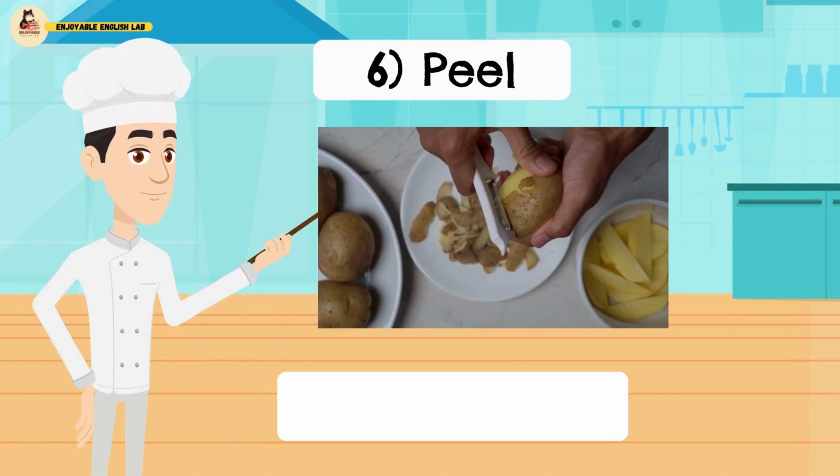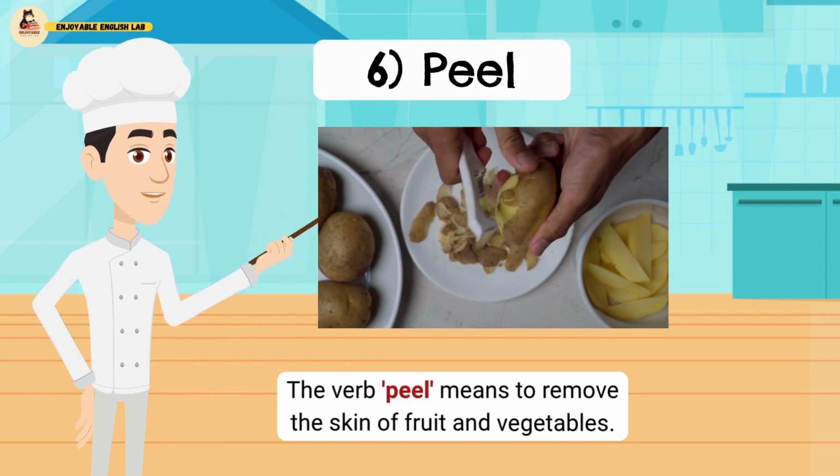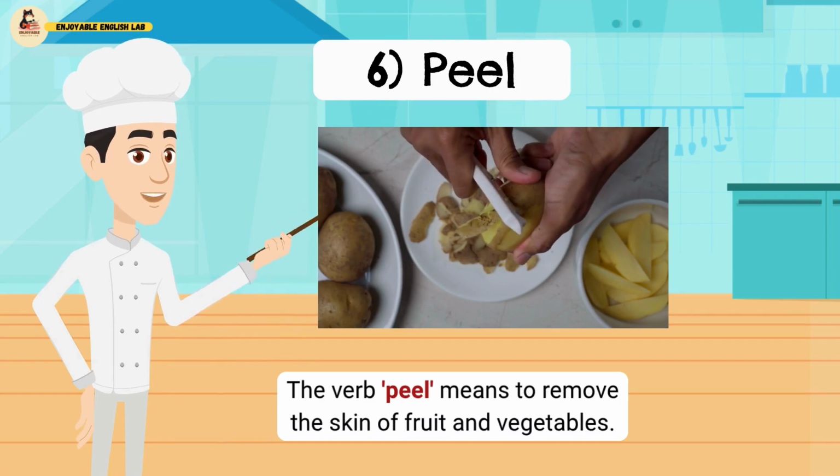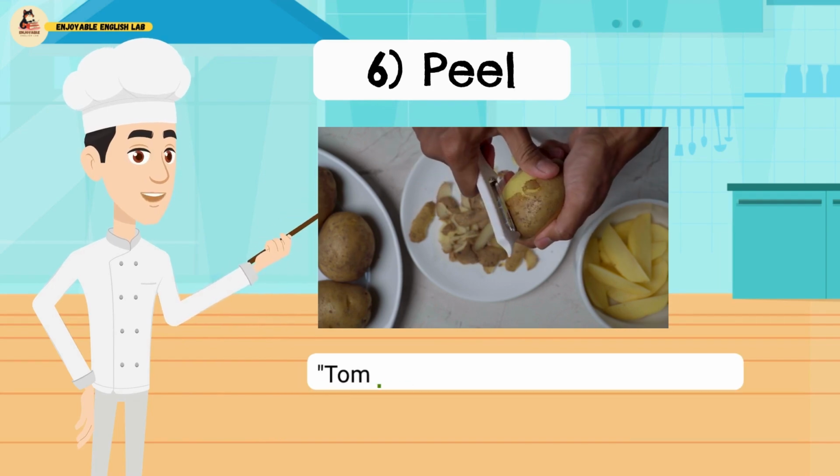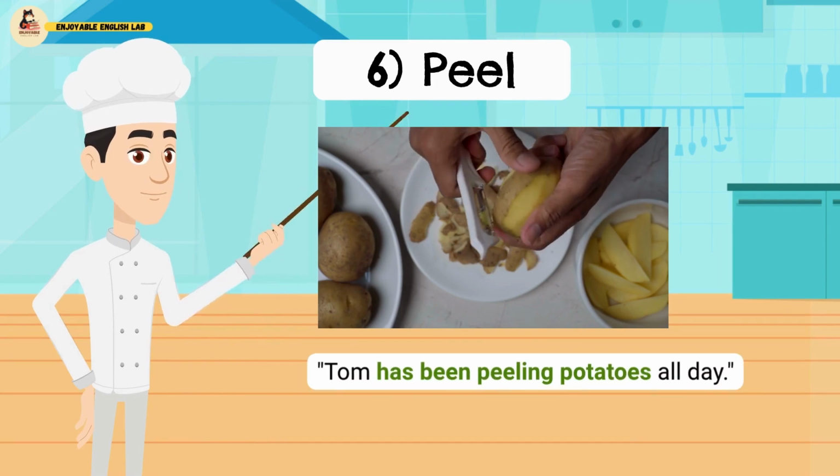Peel. The verb peel means to remove the skin of fruit and vegetables. For example, Tom has been peeling potatoes all day.